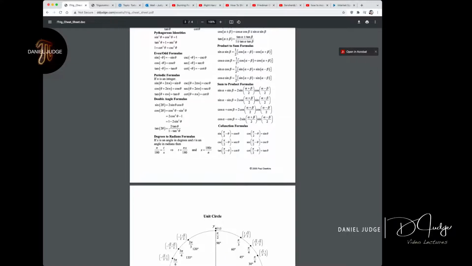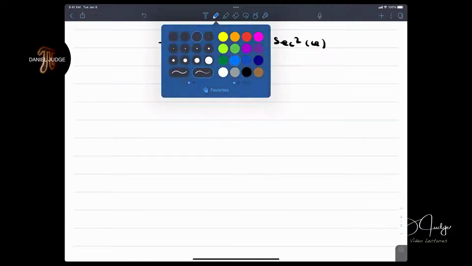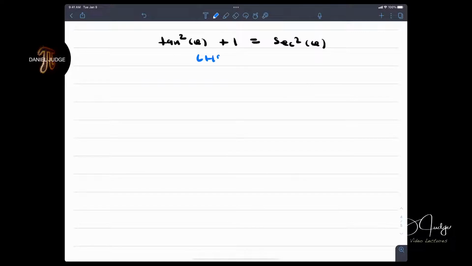Okay, it's in the upper right corner. There's another Pythagorean identity, and there's a couple of ways of showing this. I'll start again with the left-hand side equals my right-hand side. To prove this, we're going to start with the more complicated side. That's tangent squared theta plus 1.